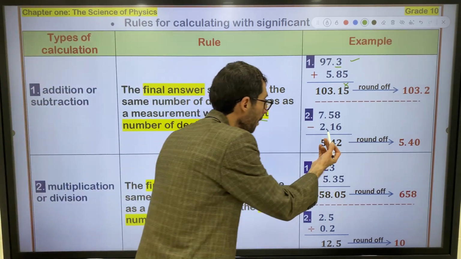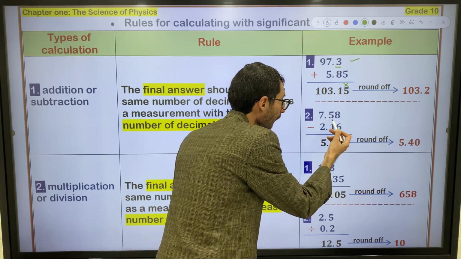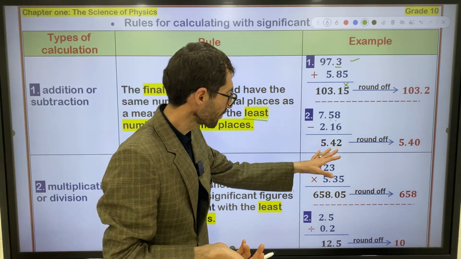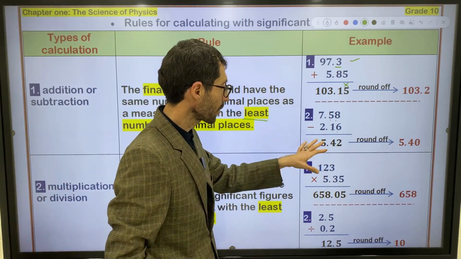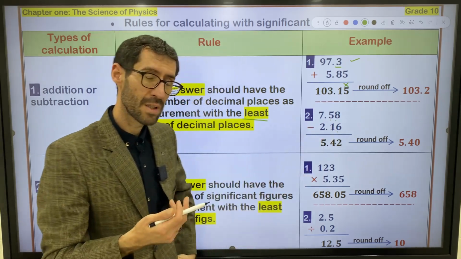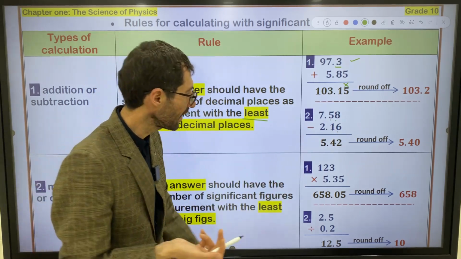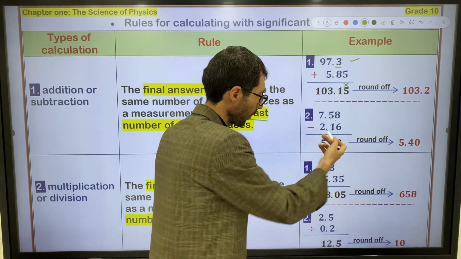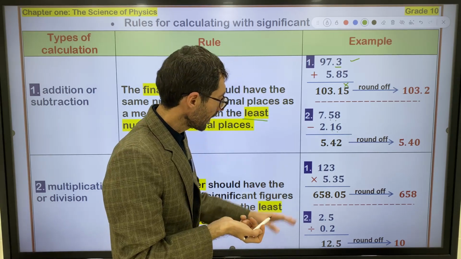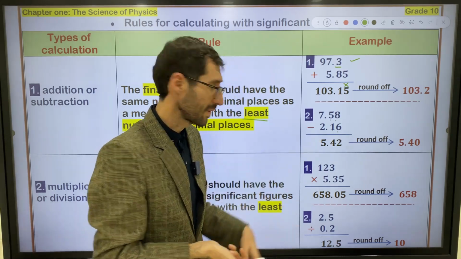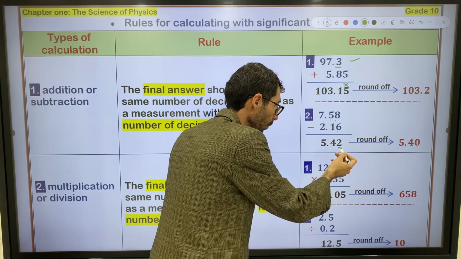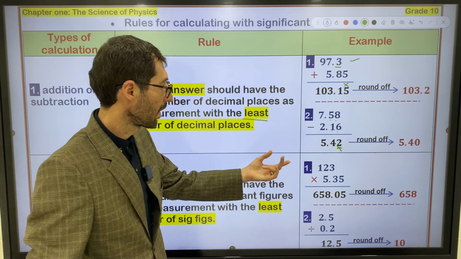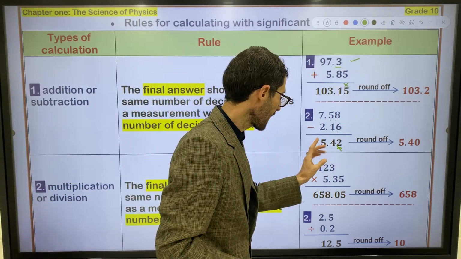Which figure? Both of the figures have 2 digits after the decimal. So the final answer should have 2 decimal places. But here, in order to round it off, the number ends at 2. That's why we drop 2 actually. And the answer will be 5.